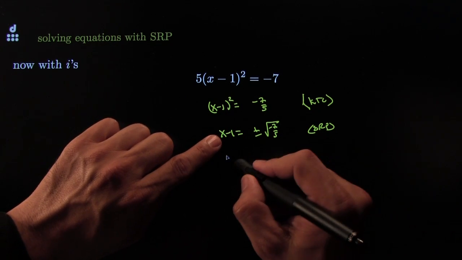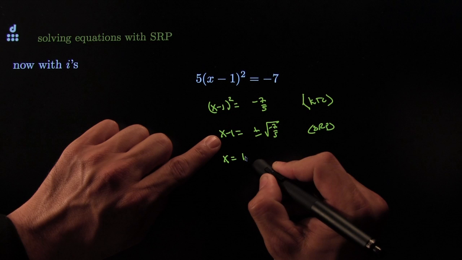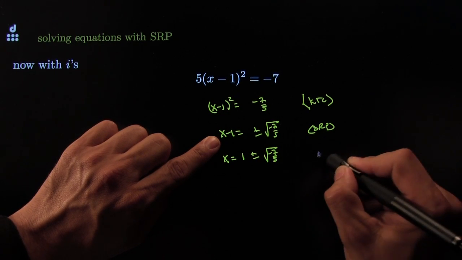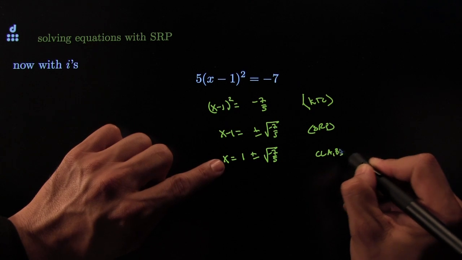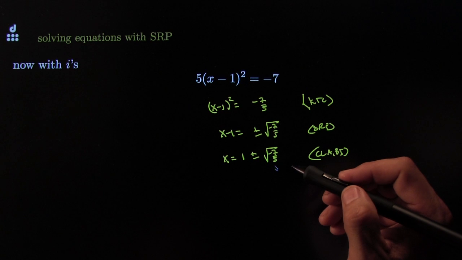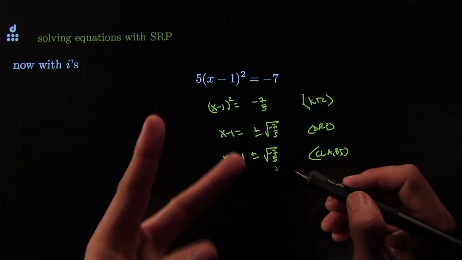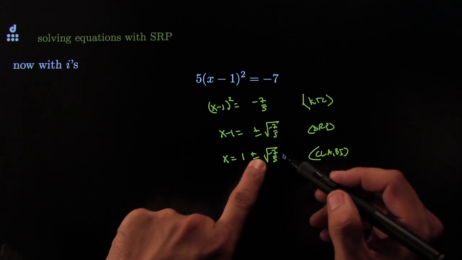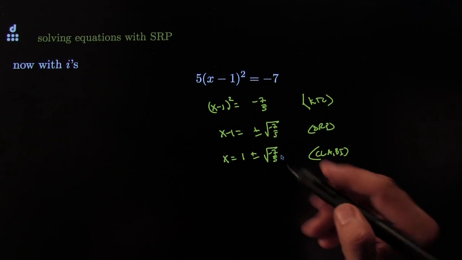You want to isolate x all by itself, so you would add a 1 to both sides. 1 plus square root of negative 7 over 5. Cancellation law of addition and minor axioms. There you go. Added 1 to both sides. And now we've solved that. We have your two solutions to your degree 2 equation. One of them is 1 plus the square root of that. The other one is 1 minus the square root of that.